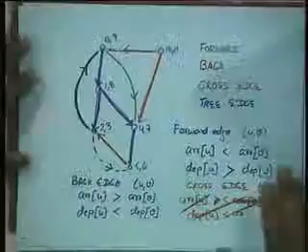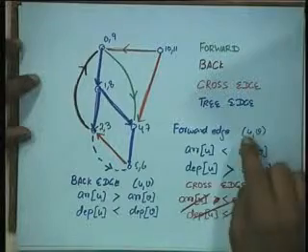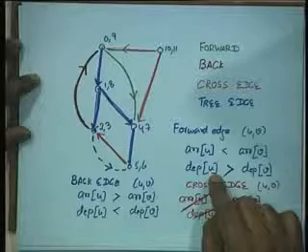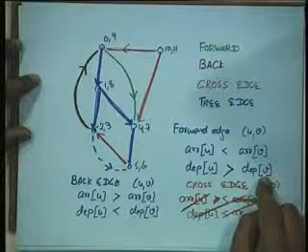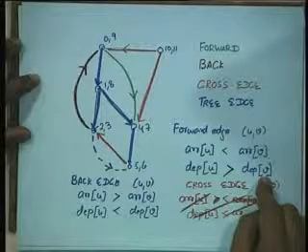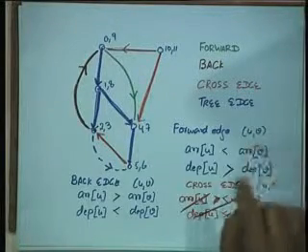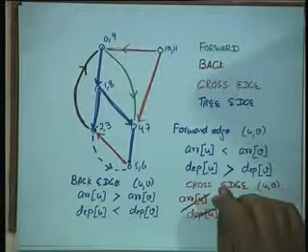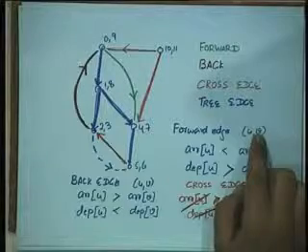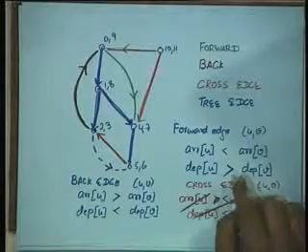Let's look at this picture. For a forward edge, if uv is a forward edge, then the departure time of u is more than the departure time of v. Okay? So, if uv is a forward edge, u is the tail, v is the head of the edge. The edge is going from u to v. The departure time of u will be more than the departure time of v.